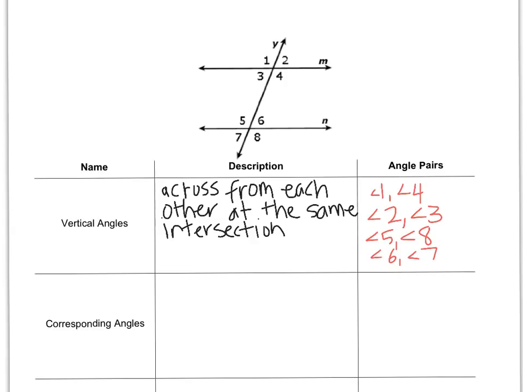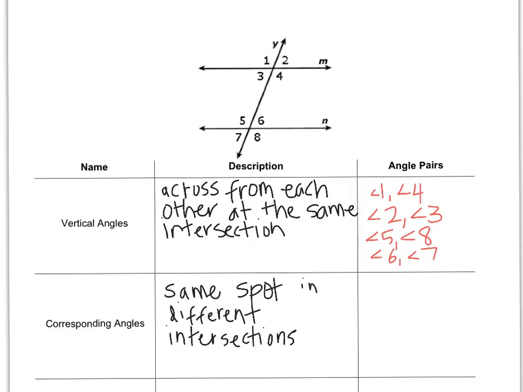Corresponding angles are angles that are in the same spot but different intersections. The angles that would represent corresponding angles would be angles 1 and 5. If I look at the top intersection and the bottom intersection, you can see that angles 1 and 5 are both in the top left of their intersections. So that would be my first one, angles 1 and 5. Another corresponding relationship would be angles 2 and 6 because those are both in the top right.